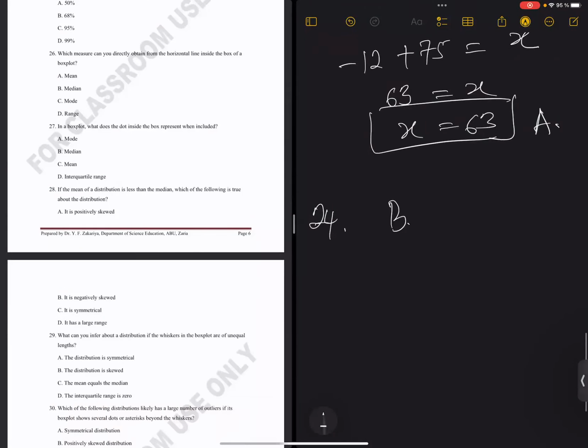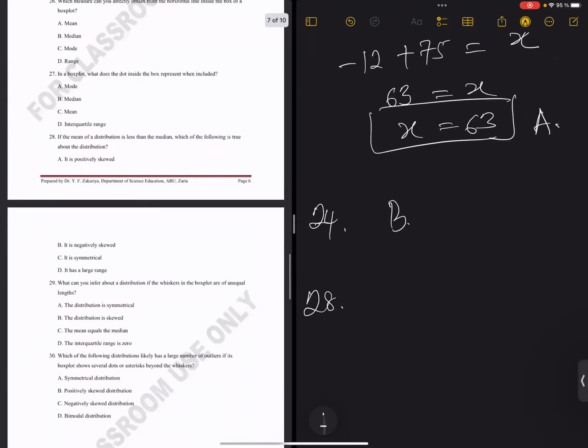The next problem is problem number 28. Again, a conceptual problem. If the mean is less than the median, which of the following is true about the distribution?